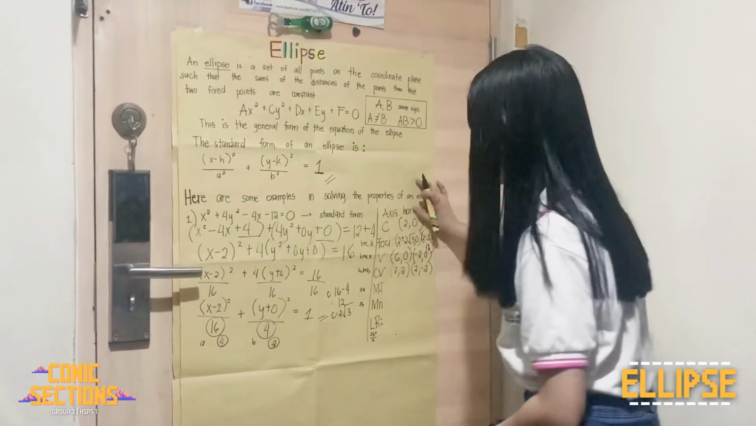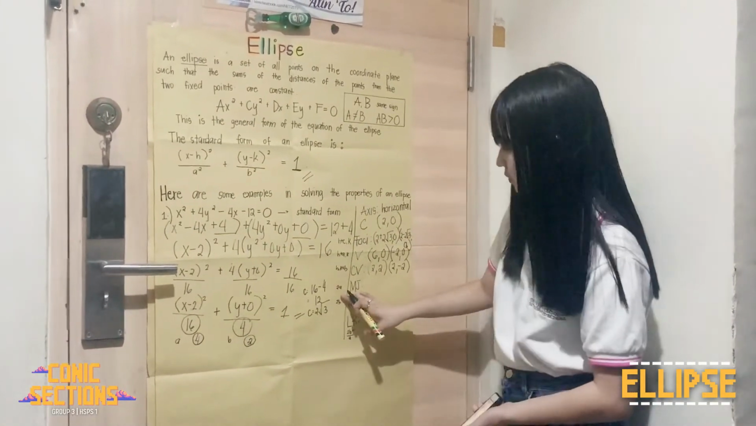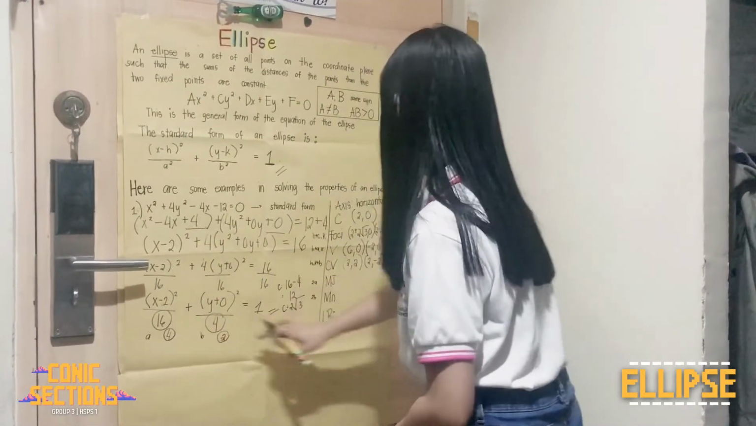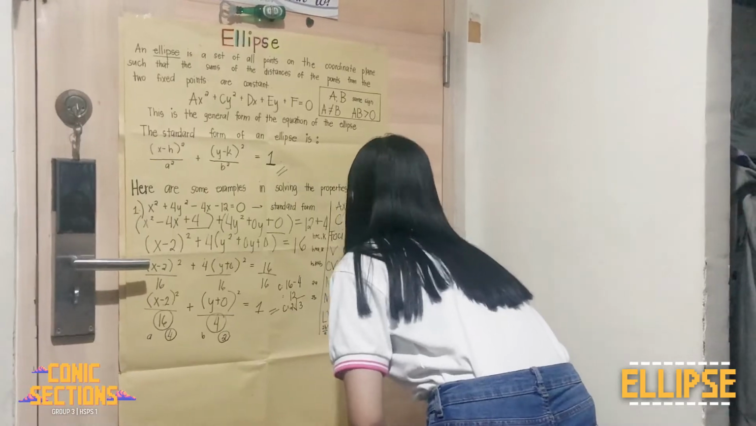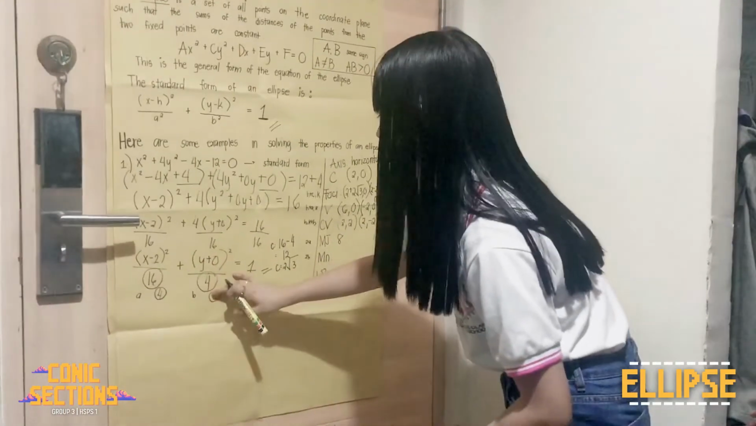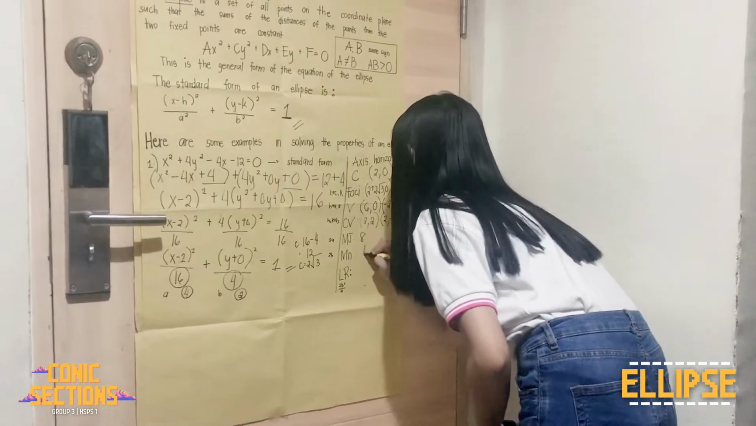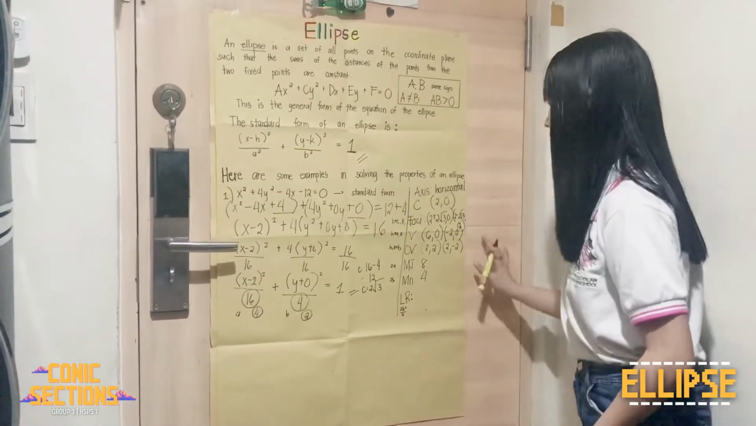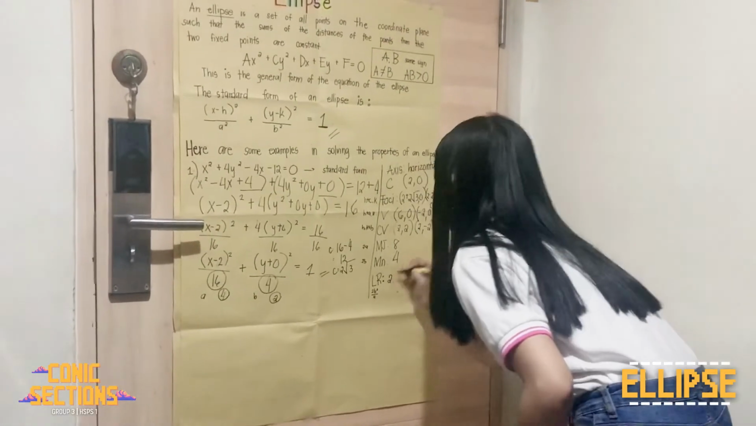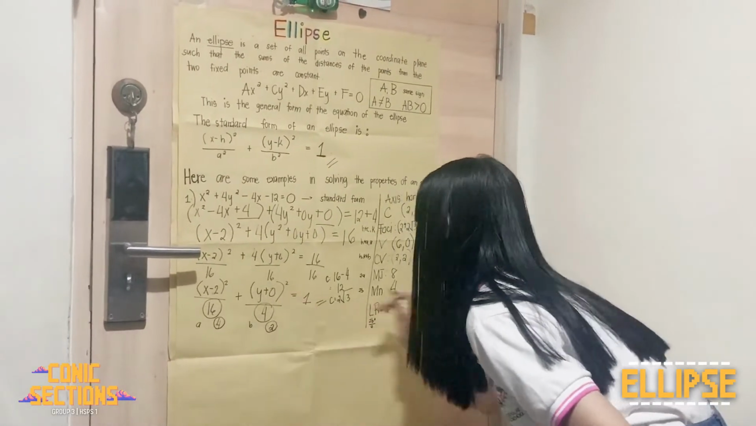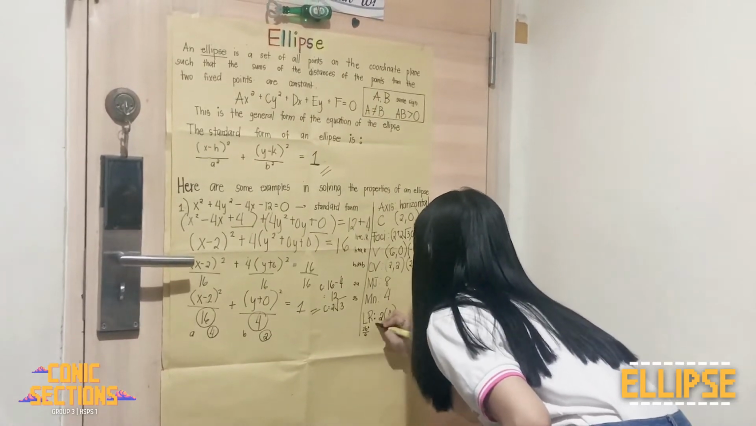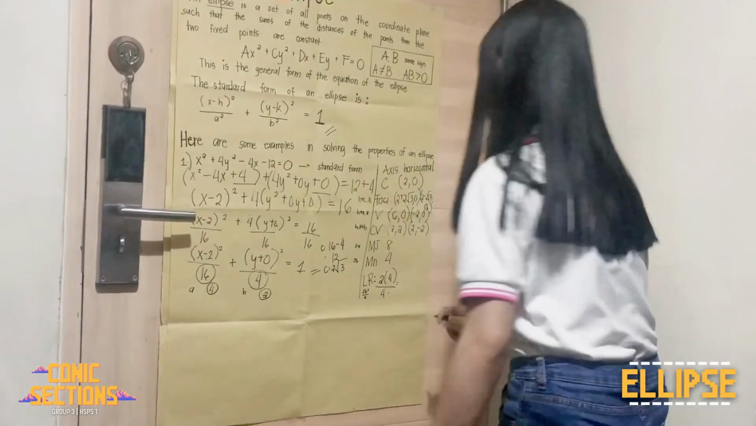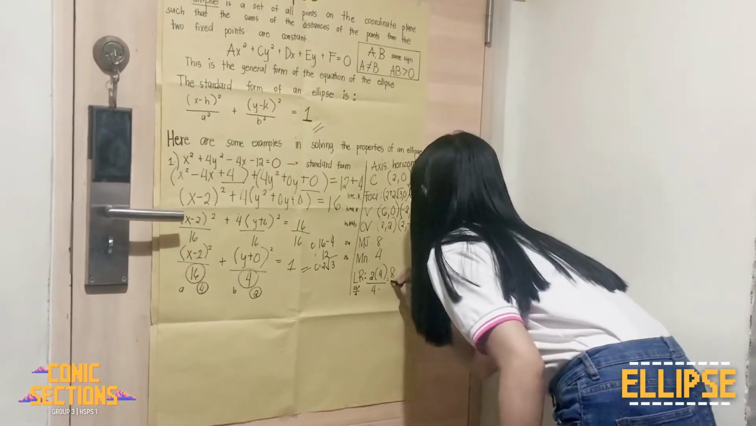So in finding out the major and the minor axes, we have 2a, which is 2 times 4, equal to 8. So here is b, 2 times 2 is equal to 4. For the latus rectum, 2b squared over a is the formula, which means 2 times b squared, 4, over a, which is 4. So we have 2 times 4, 8 over 4.